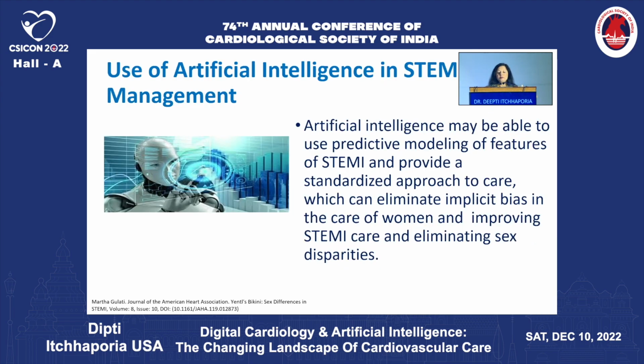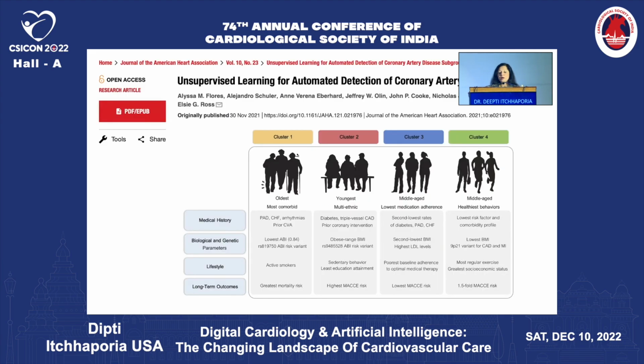This is an example of how AI may be used in STEMI management, particularly in women. This uses predictive modeling of features of STEMI to provide a standardized approach to care, and it can eliminate the implicit bias in caring for women, improve STEMI care, and eliminate sex disparities. So that's another novel use for artificial intelligence.